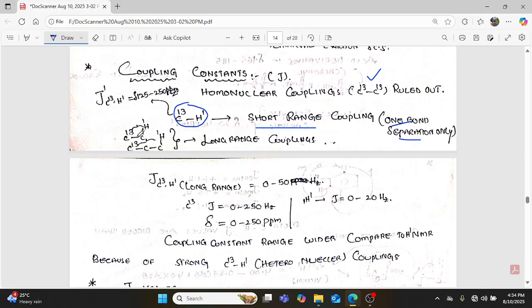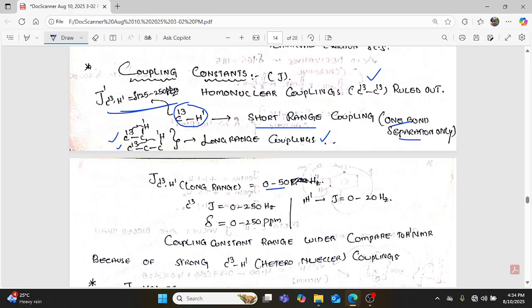If you see this one, C13 and this hydrogen, this is called long range coupling. In this case, there is no direct attachment. In between these two, one carbon is there. In between these two, two carbons are there. These are called long range couplings. Long range couplings are allowed. So in case of long range couplings, this is the J value. In case of short range coupling, this is the J value, 125 to 250 Hz.